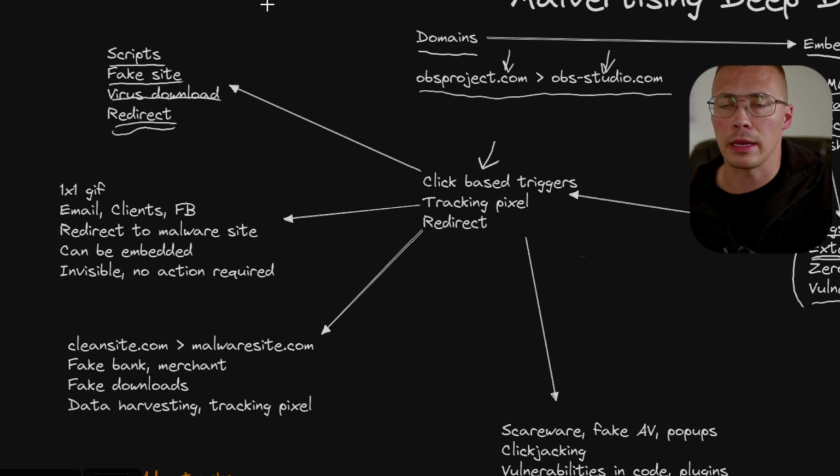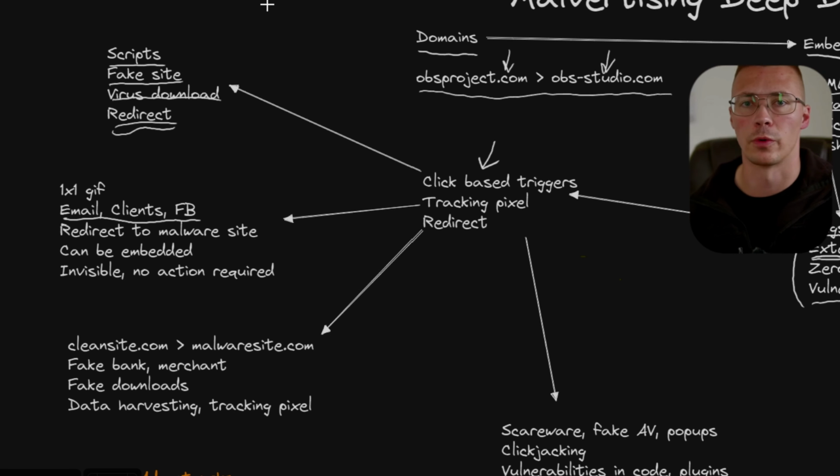Now, the next thing is tracking pixels. These are pretty nasty. Here's the way these work. They're also called one-by-one GIFs. And here's a perfect example. If you aren't familiar with this, one of the things tracking pixels get used for is emails.